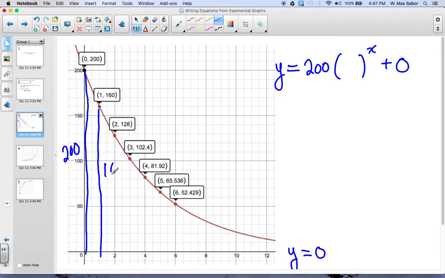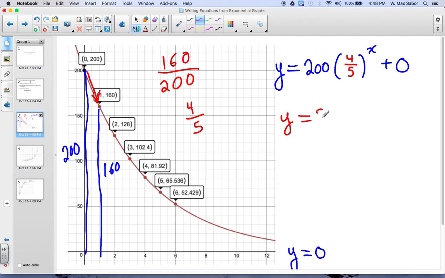And then we go from 200 to 160. Now we're not going to put 160 in here. What we want to do is find out how we got from 200 to 160. Well, you could say subtracting 40, but subtracting 40 doesn't work for the rest of the pattern. What is actually happening is we're multiplying by something. How do we tell what we're multiplying by? Whenever we want to find out what we multiplied by, we should divide. So we take the second number, the y-coordinate of 1, and divide by the first number. So 160 over 200 is the same thing as 4/5. So that is why our ratio of change is 4/5. And this is y equals 200 times 4/5 to the x.